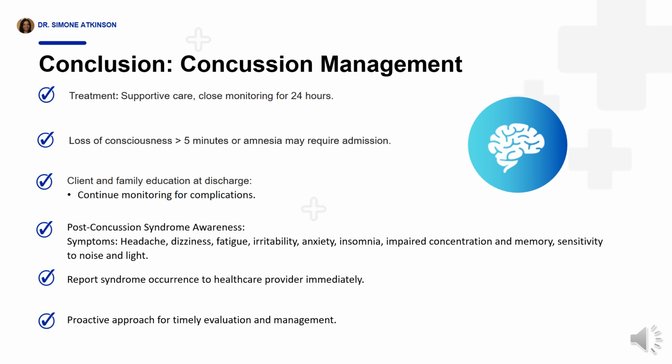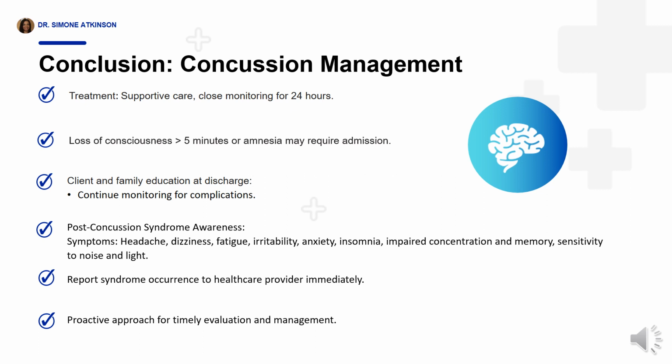In conclusion, the treatment of a concussion is mainly supportive, and the client should be closely monitored for 24 hours, either in an emergency room or at home under supervision. Clients who experienced a loss of consciousness for more than 5 minutes or amnesia are usually admitted for observation to rule out other possible injuries.